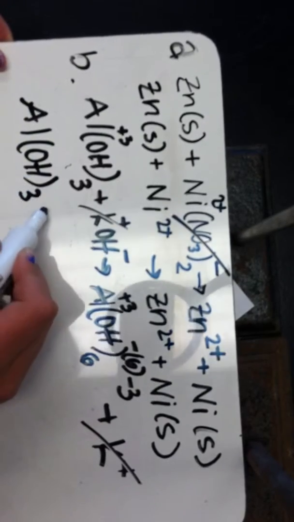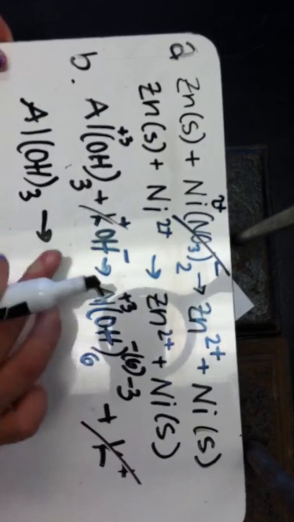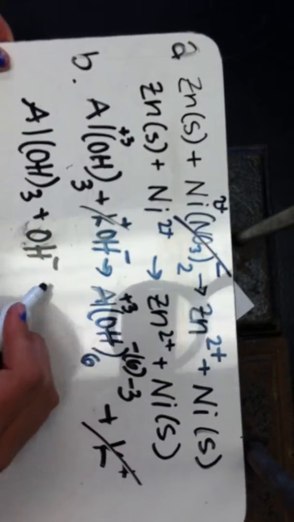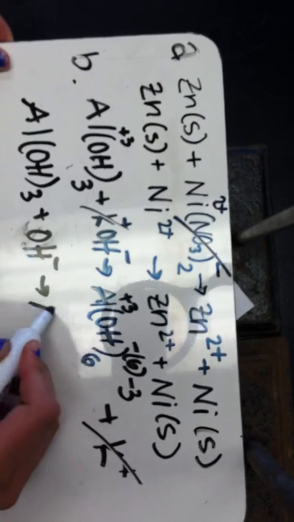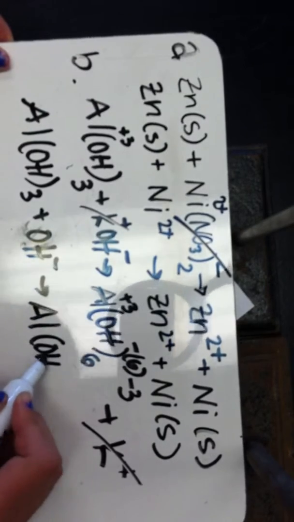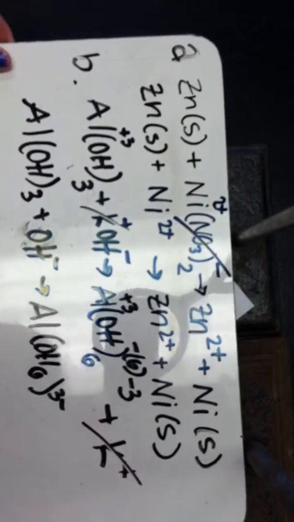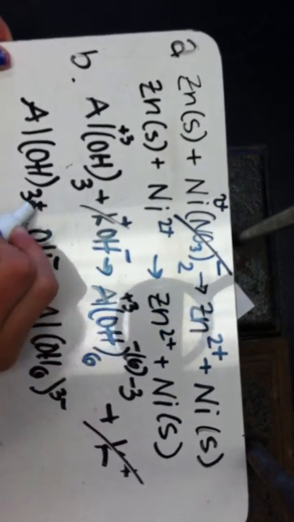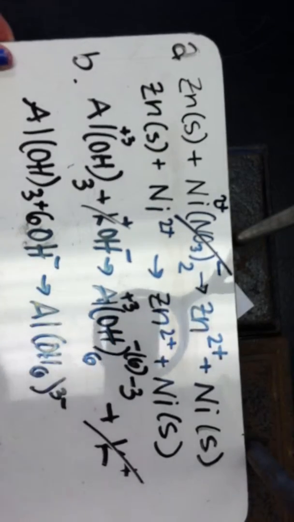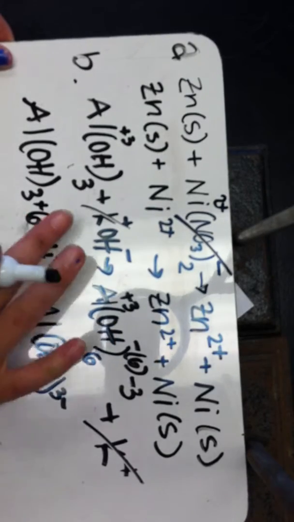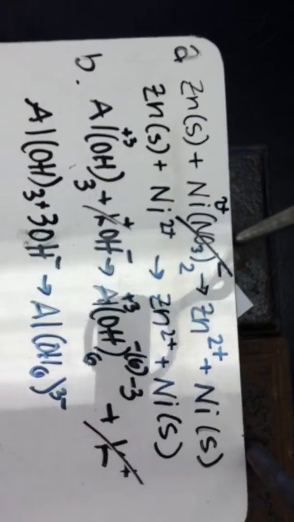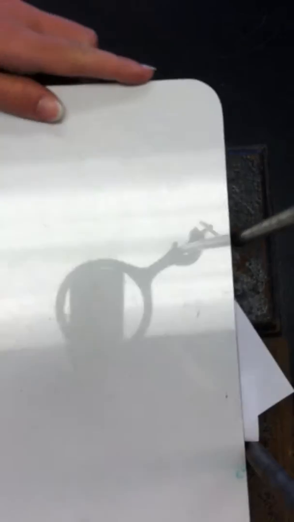AlOH 3 plus OH minus will give you AlOH 6 3 minus, and if you want to balance it, this will have a 6 in front of it, or no, it won't have a 3. Yep. Okay, now Caroline will take over.